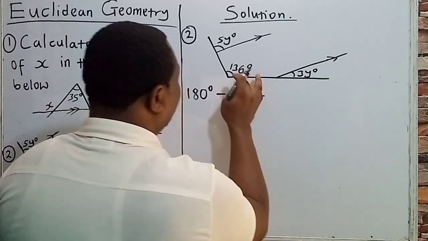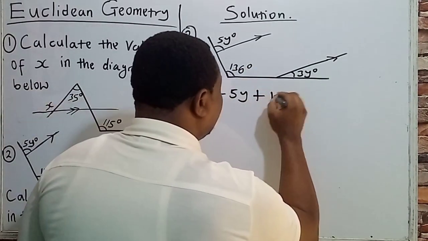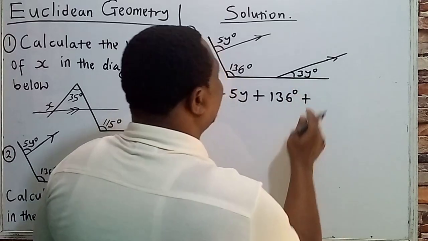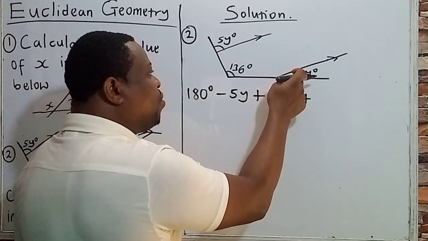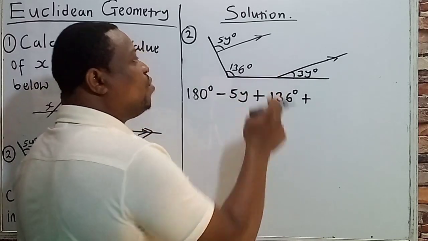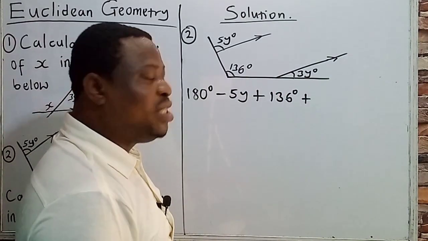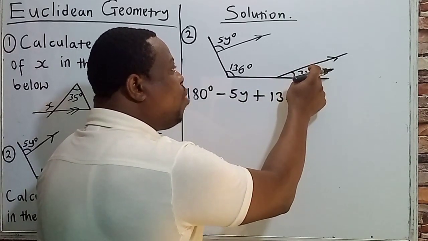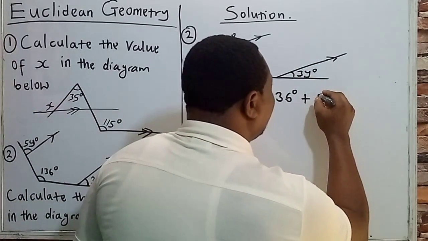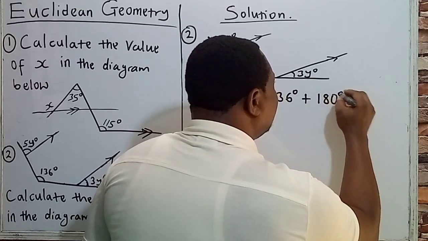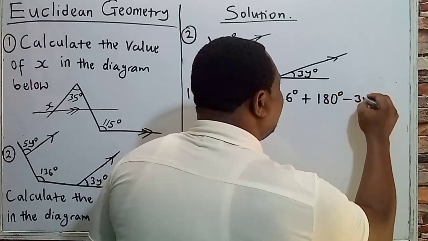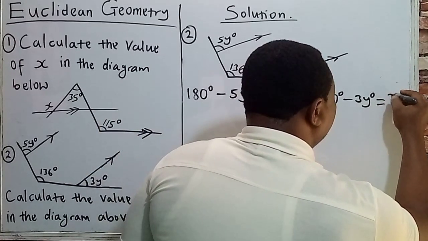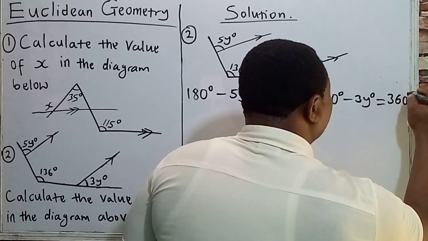Then plus this angle here, 136 degrees, I'm going to write it. Then plus, the same thing, this angle here, 3y degrees, and this angle adds up to give us 180 degrees. And so to get this angle here, I have to subtract this 3y degrees from 180 degrees. So this gives us another 180 degrees minus 3y degrees. And everything sums up to become 360 degrees.